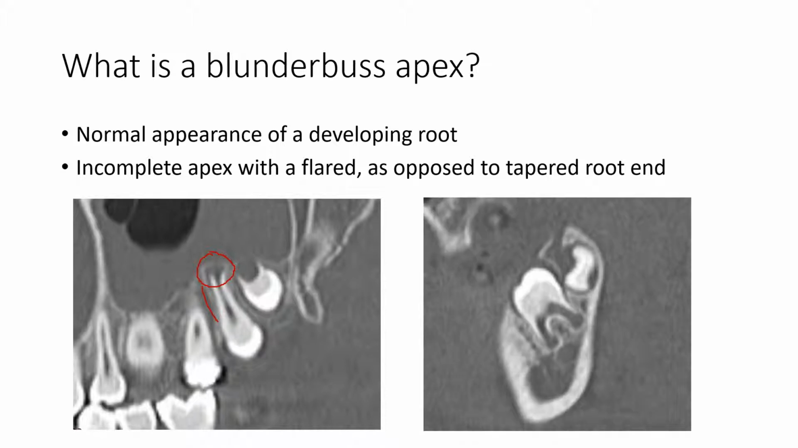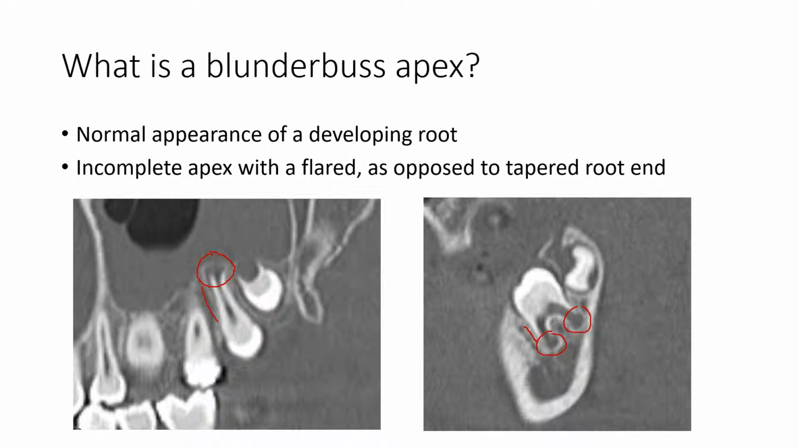Here's another example. Again, this is a mandibular molar. You can see the roots are short. There's a flared open appearance of the apices of both of these roots. Again, this tooth is still developing, and it's important to know the age of the patient.